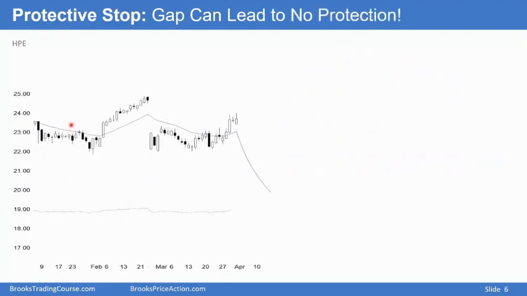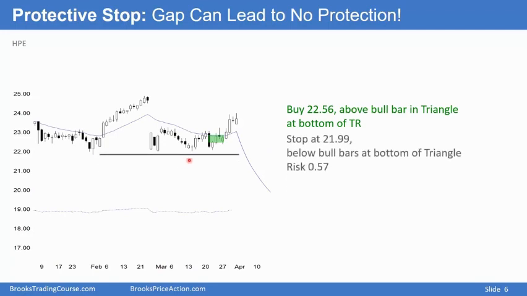Here's that same Hewlett-Packard chart, but the bars are a little bit more compressed. And let's say you bought above this bull bar. We tried to reverse up repeatedly at the bottom of a trading range. It's a reasonable buy. And so you're long at 22.56. And to be safe, you place your protective stop order right below the bottom of this triangle, one tick below that low maybe. So your stop is at $21.99. Your risk is therefore 57 cents. You bought at $22.56 and you plan to get stopped out at $21.99.